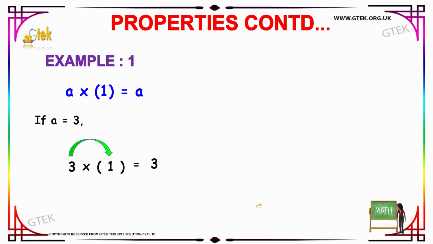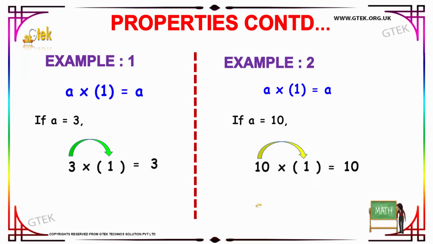Our next example illustrates the multiplicative identity case. If you see, we have the variable a with the value 3. So 3 multiplied by 1 will give you 3 itself. So 1 is the multiplicative identity of a. Similarly, a has a value of 10 in our example 2. Multiplying 1 with 10, you get the 10 itself. So the multiplicative identity of 10 is 1.